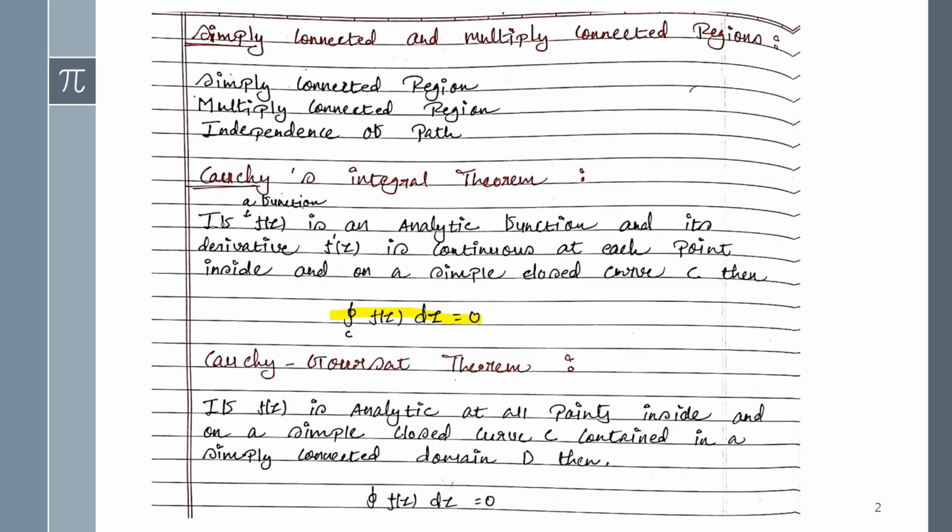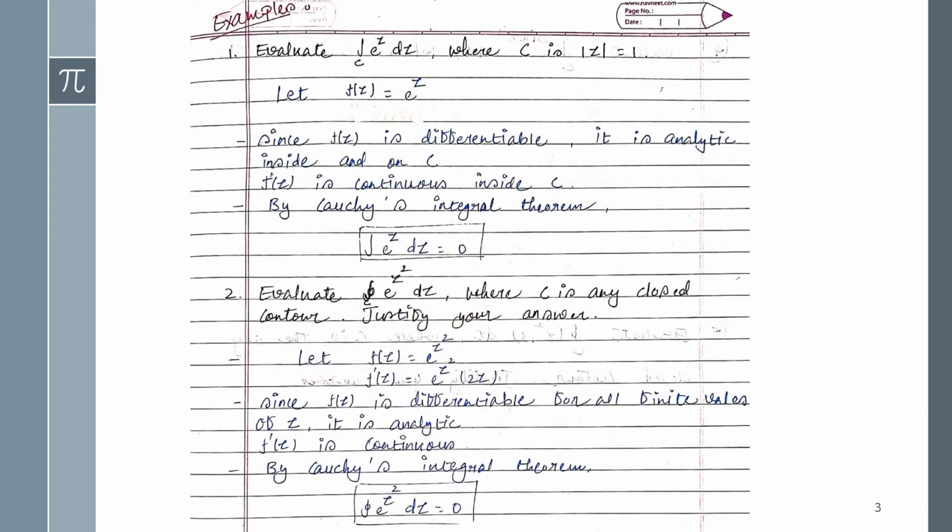Now next, examples are given. Evaluate. The first example is given: evaluate the integration over C of e raised to z dz, where C is mod z equals to 1. So first of all you have to write f of z, and definitely it will be e raised to z.